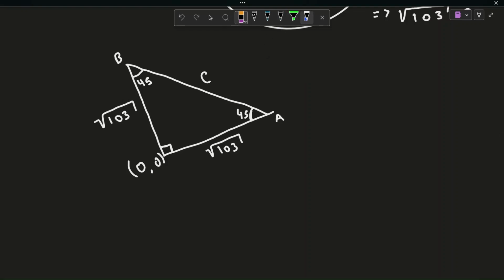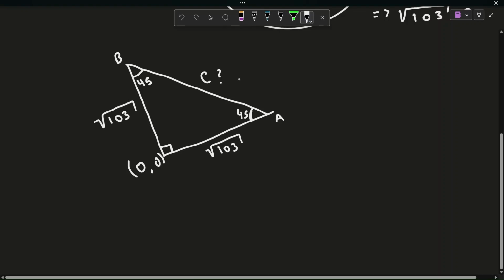And there are three different ways we can find the value of C. The first way is simple Pythagorean theorem. The second way is trigonometry. And the third way is the 45, 45, 90 rule.